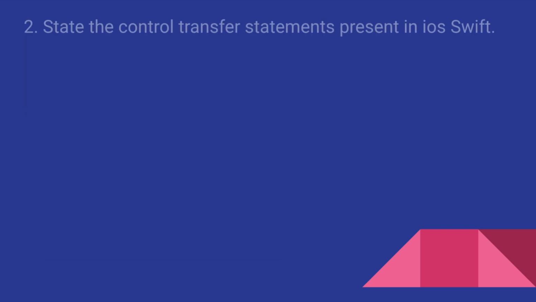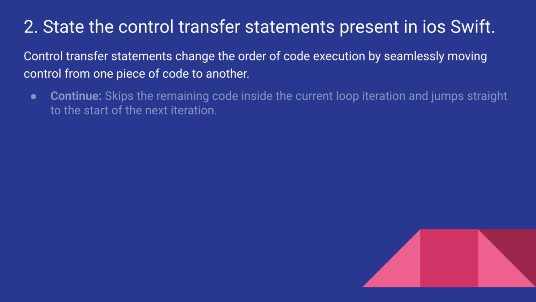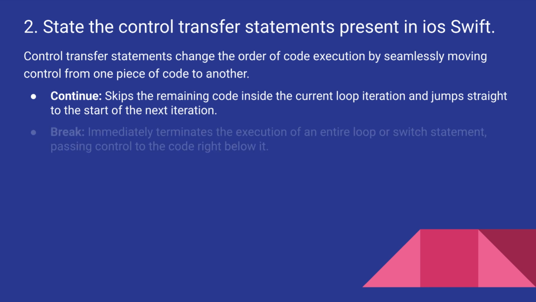Moving on to question number 2. State the control transfer statements present in iOS Swift. Control transfer statements completely change the order of your code's execution by moving control from one piece of code to another. First up, we have continue. This statement tells a loop to instantly stop its current iteration and jump straight to the start of the next one, skipping everything else below it.